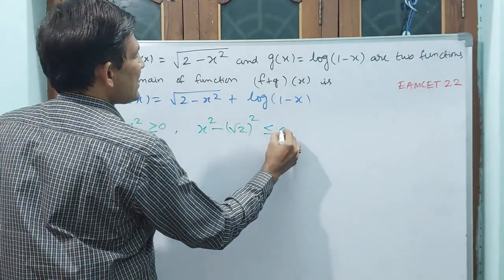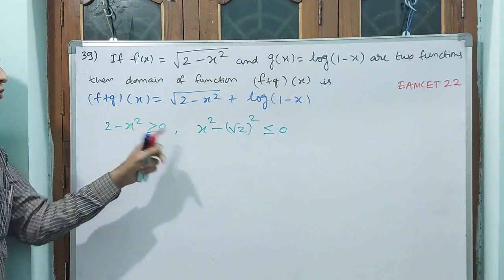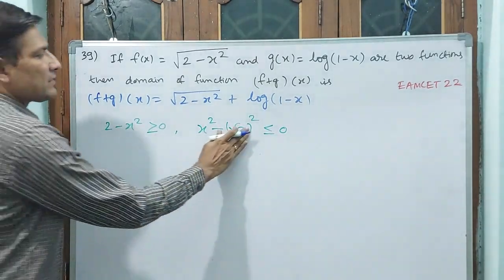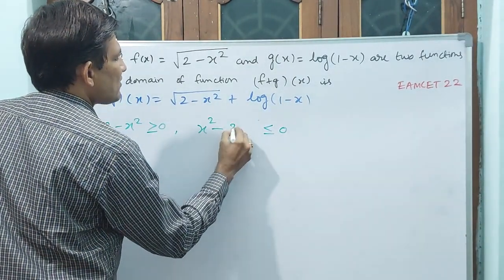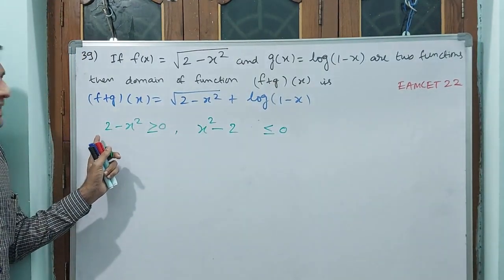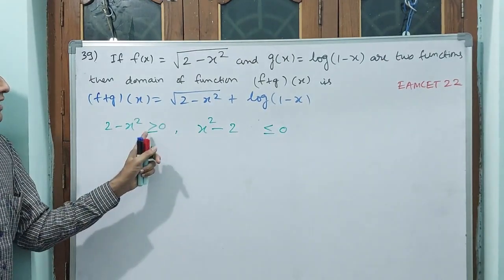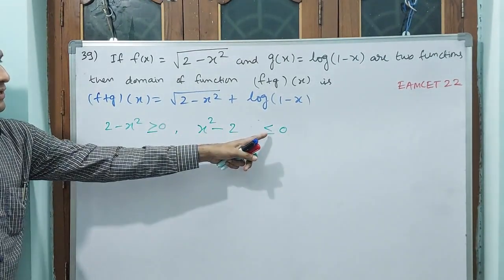But this is less than or equal to 0. Why? Because I have multiplied with minus 1. Two things we have done. Or else I will write like this. Let it be like this only at present. If I multiply with minus, this is going to become minus 2. This is going to become plus x square. This greater than is going to become less than.